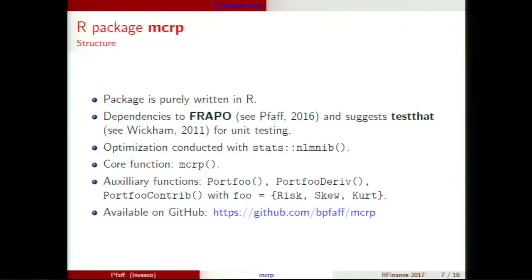And then we do need in total 9 auxiliary functions, namely firstly to compute the portfolio risk in terms of standard deviation risk or variance risk, then likewise for the portfolio skewness and the portfolio kurtosis. We do need functions for computing the derivatives with respect to those higher moments, as well as the contributions. So these are those 9 functions that are called implicitly inside that core function, MCRP. Code is available on GitHub, so please check it out. And if you have suggestions for improvement, just drop me a line.